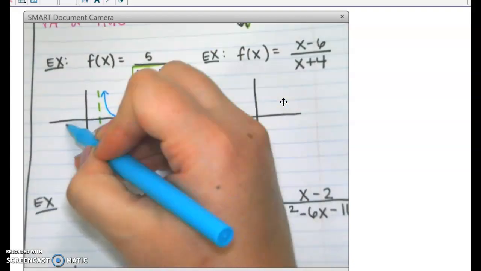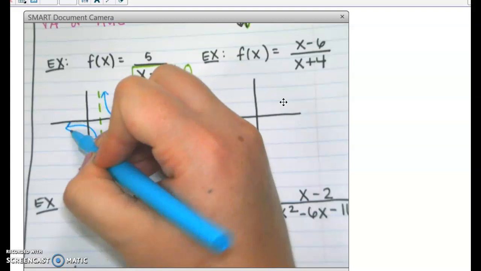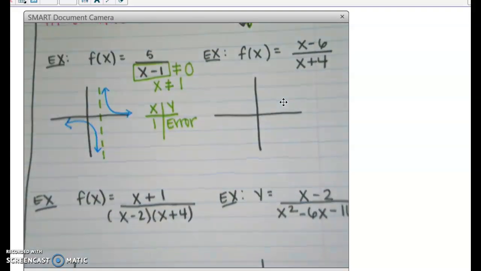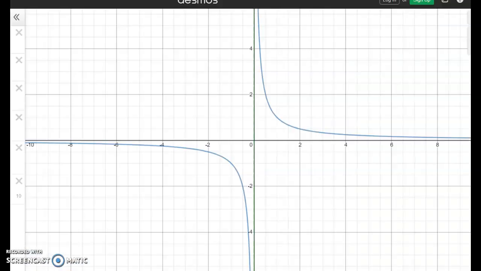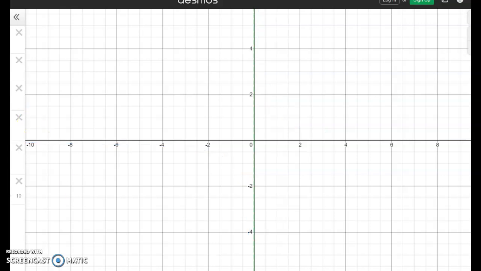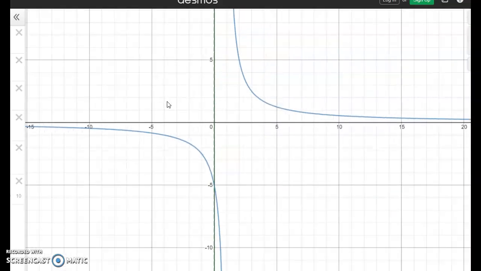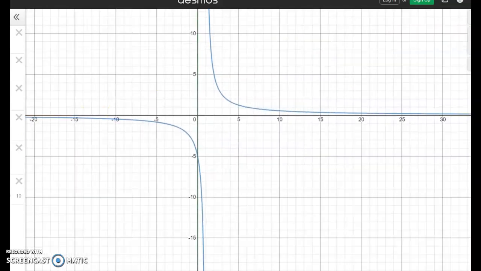The graph should look something like that. You can go over to Desmos and check. So there's my new graph. I'm going to zoom out a little bit so that you can see. If I make my vertical asymptote x equals 1, you can clearly see that neither side actually touches that green line, but that green line splits it right down the middle, so that is our asymptote.